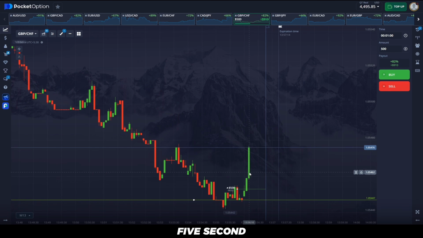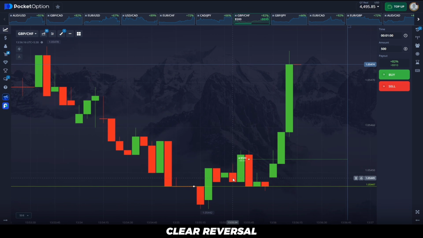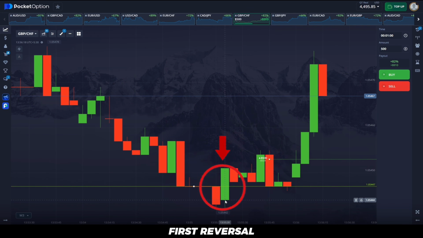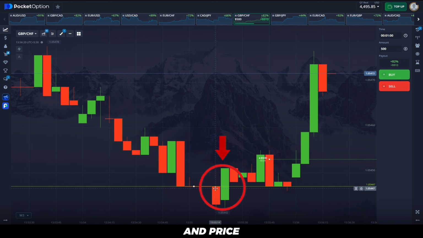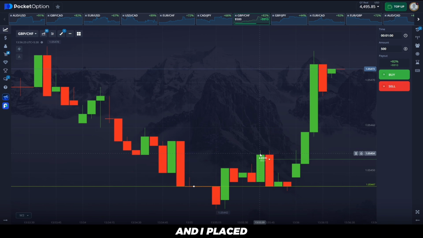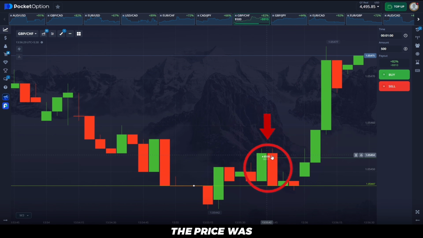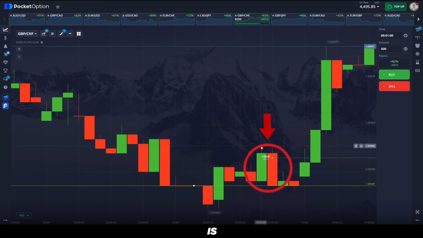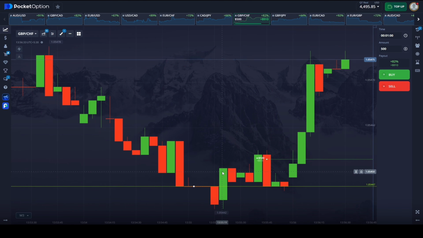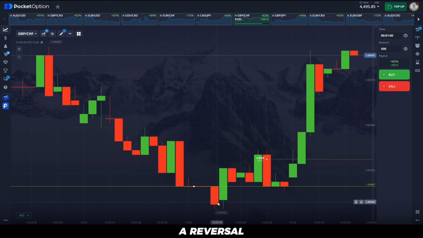When this candle was forming and I opened the 5-second chart, there was a clear reversal pattern. This was the first reversal pattern, an engulfing pattern. When price tried to break, it formed an engulfing pattern. And I placed my trade here because I saw the confirmation. When I opened this chart, the price was here, so I placed the trade here because there is another confirmation. If you focus, this candle gave a reversal pattern.